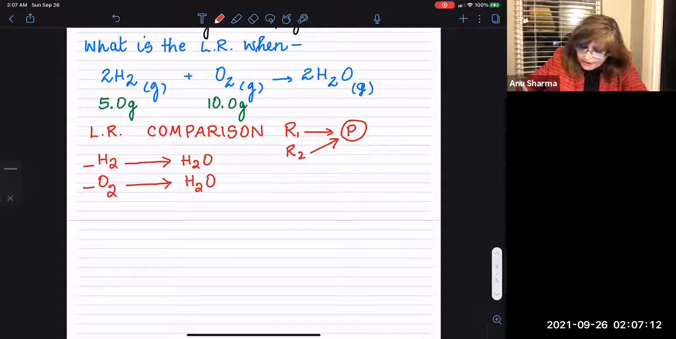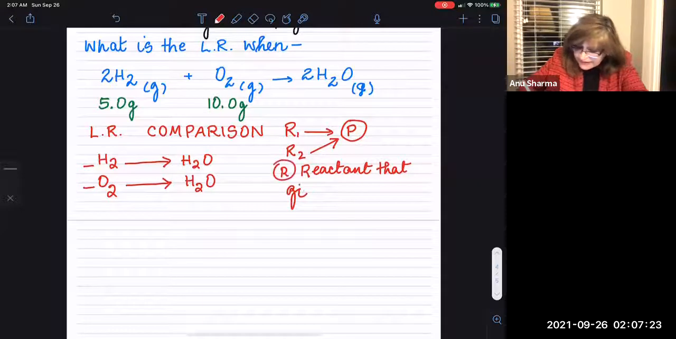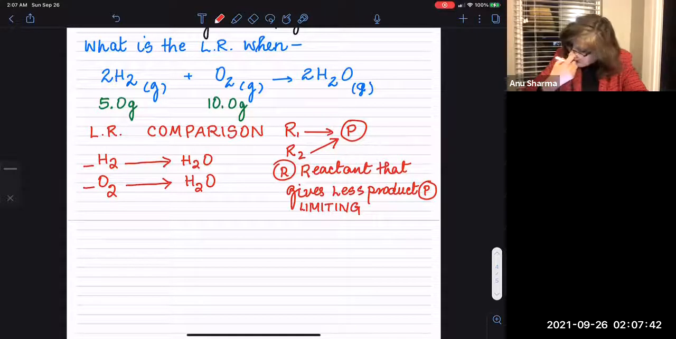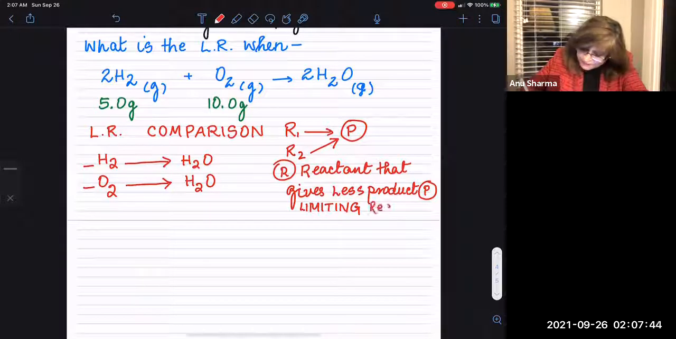The reactant R that gives you less product, P, is the limiting reactant. So it's always the reactant versus the product. That is the limiting reactant.